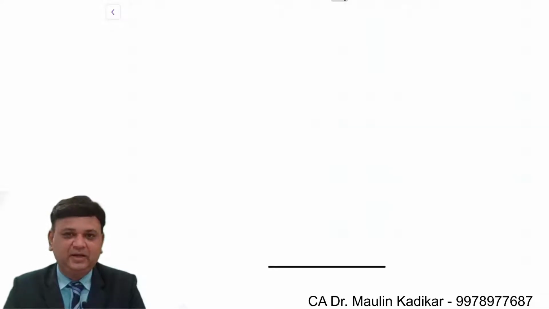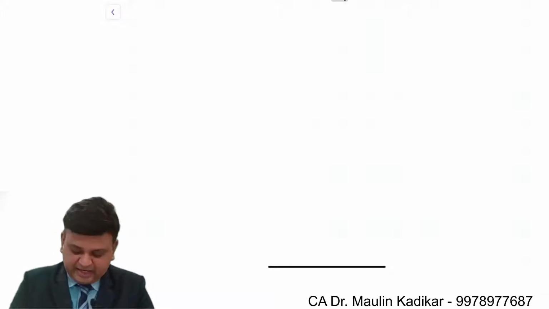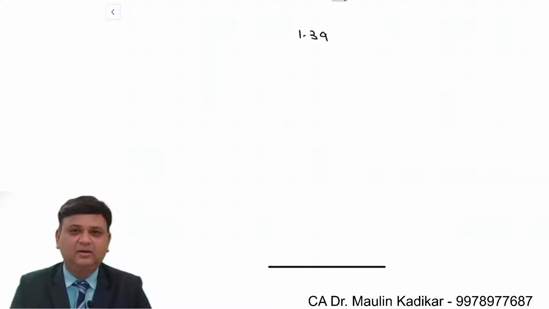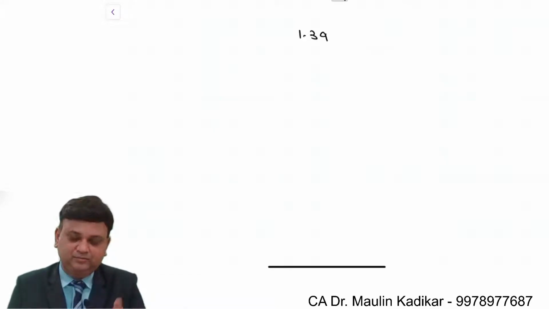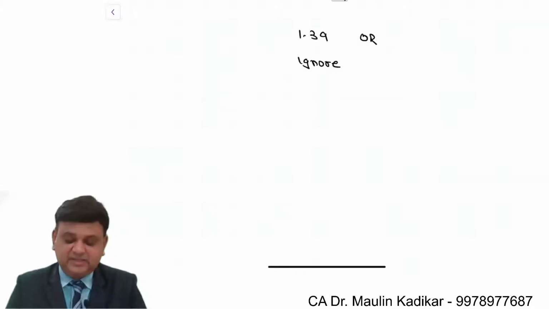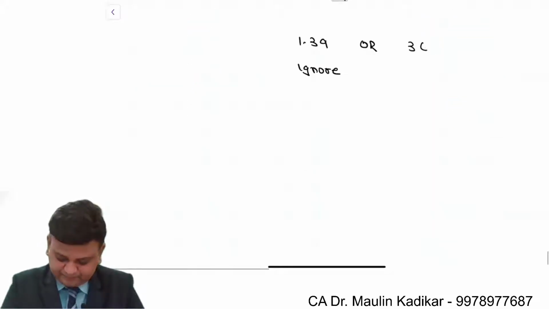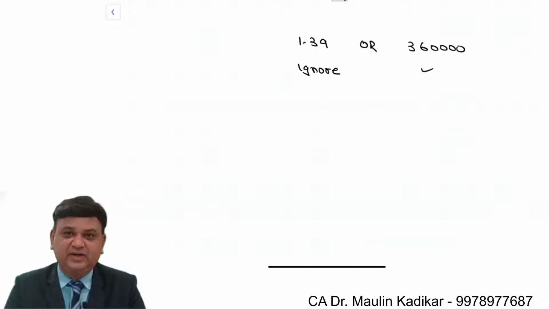So ultimately, what you have to do, friends, is either consider the DFL information 1.39 and do the answer, or ignore this and, considering the interest amount 360,000, do the answer. The institute has clearly specified that doing the answer by either method is acceptable to us.